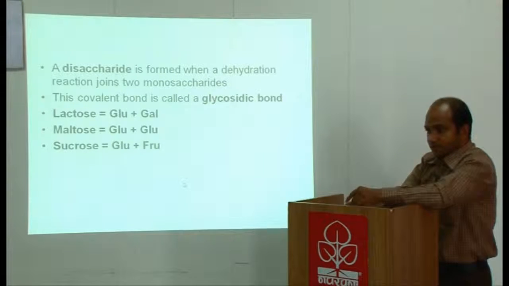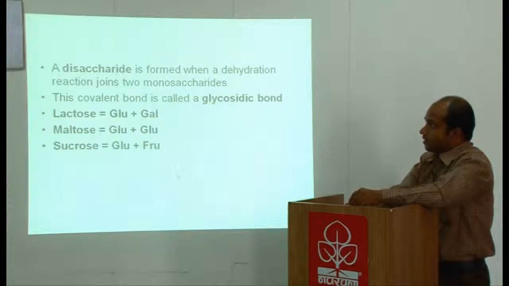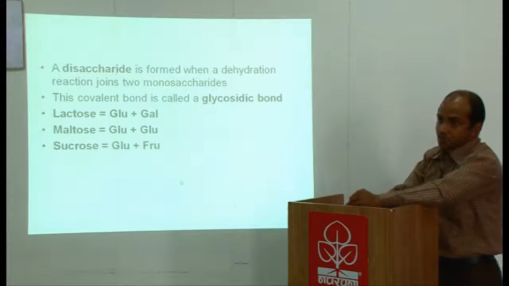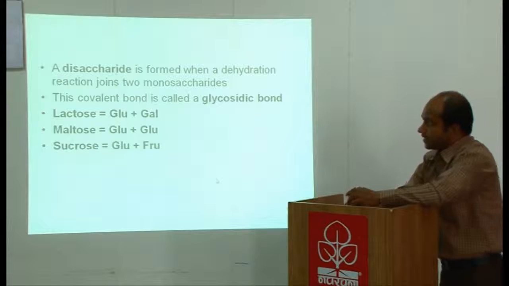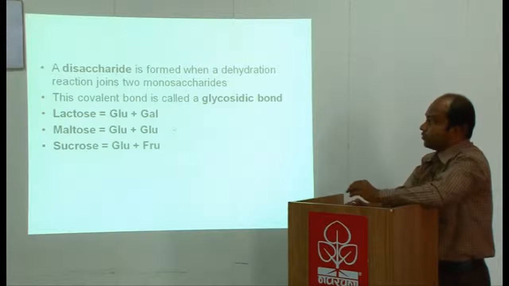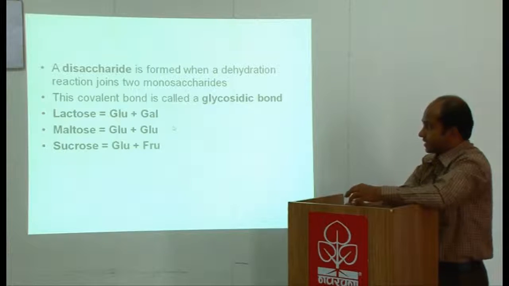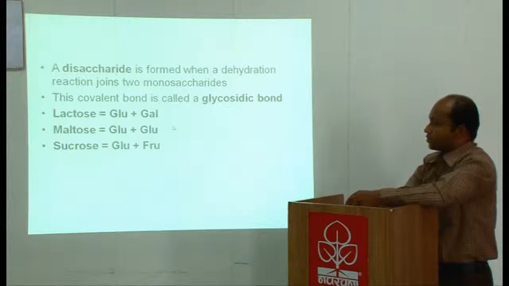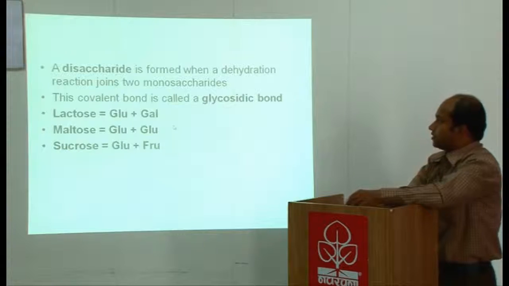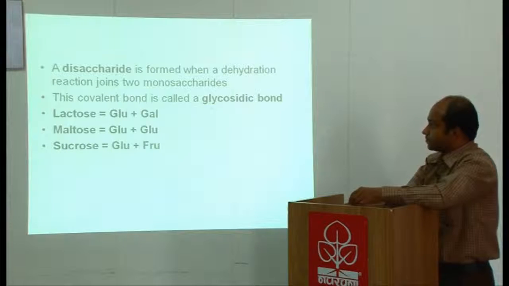There is another term, a disaccharide. So di indicates 2 and saccharide, so basically a combination of 2 monosaccharides resulting in a disaccharide, and the linkage or the covalent bond which holds this together is known as a glycosidic bond.